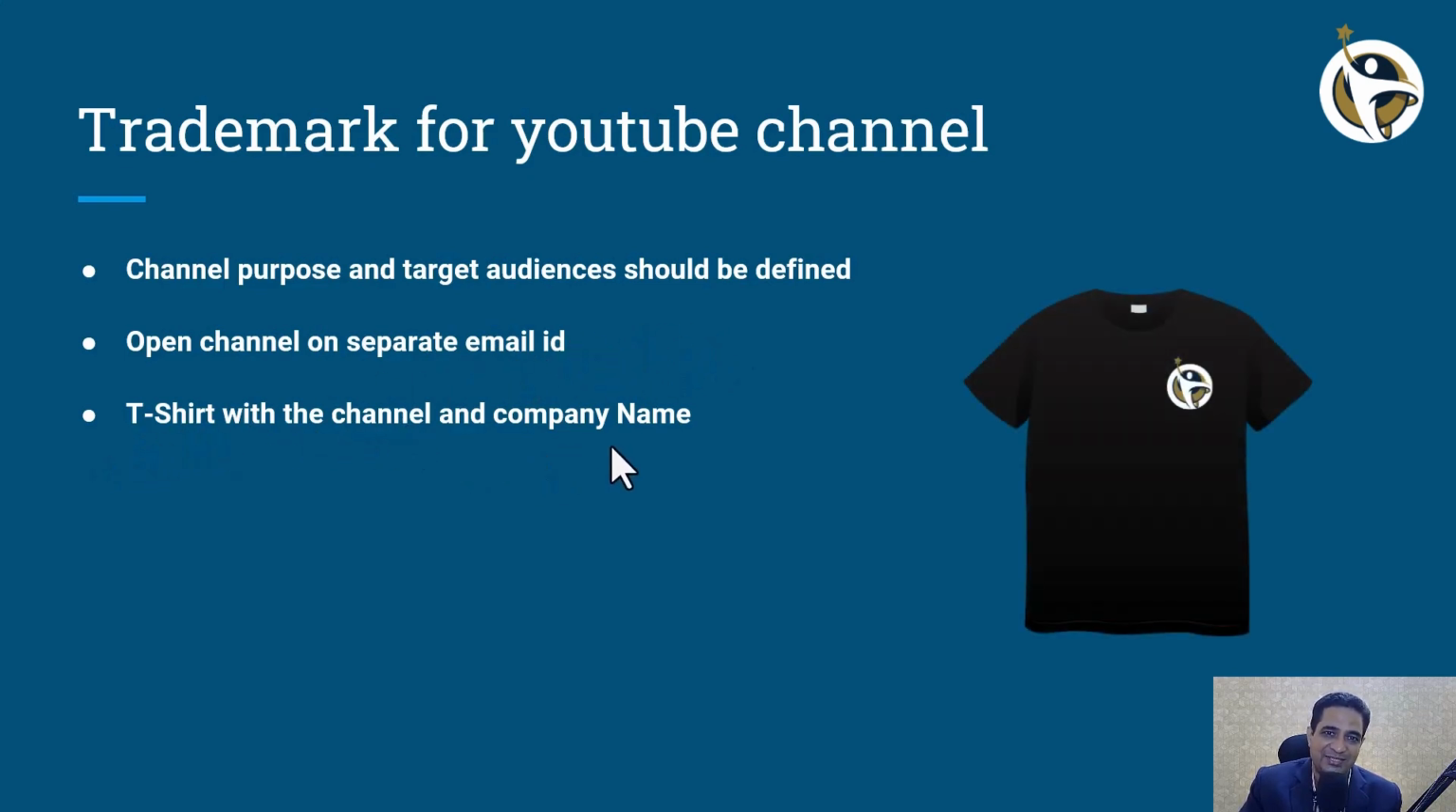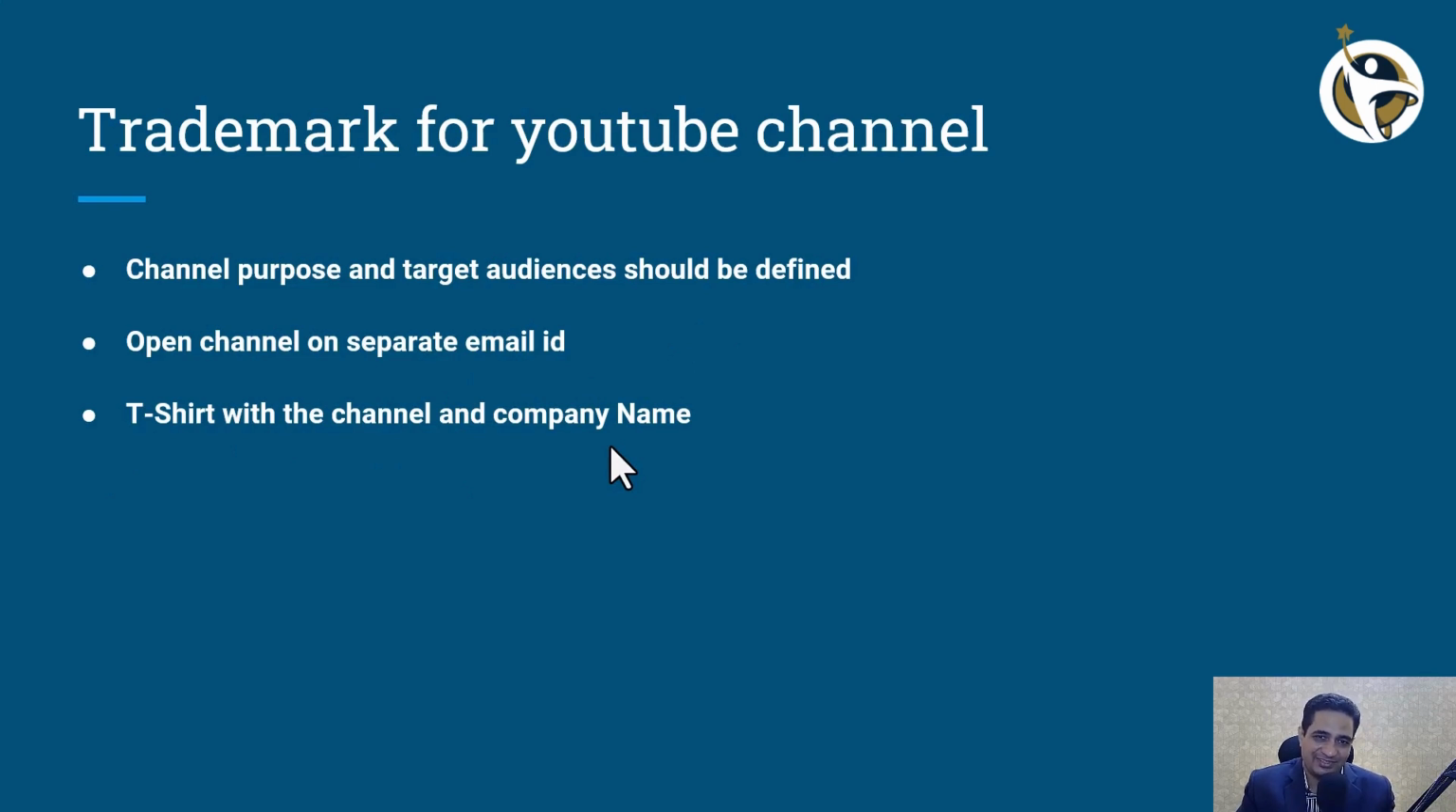T-shirt with channel and company name. Once you have achieved reasonable success on your YouTube channel, at least 500 subscribers, then you can start branding your channel. You can have your own T-shirt with the name of the channel on it, or the company name, suppose you have a company. That way you can brand your channel and advertise it. So that is the purpose. That is all about trademark for your YouTube channel.